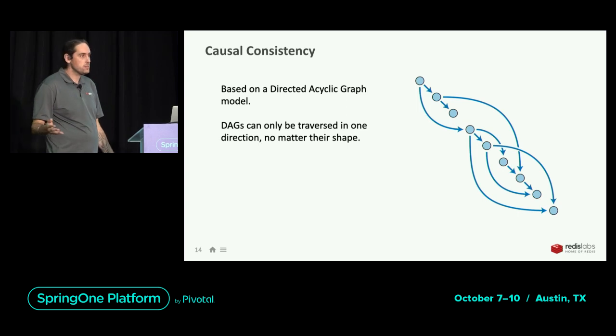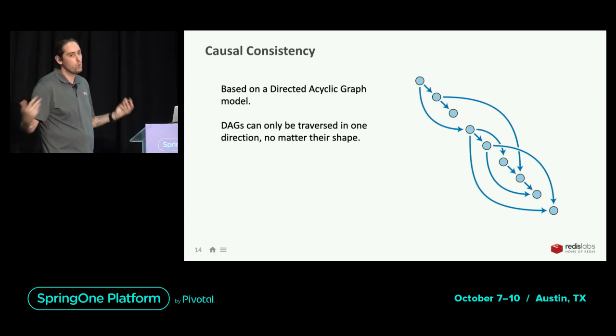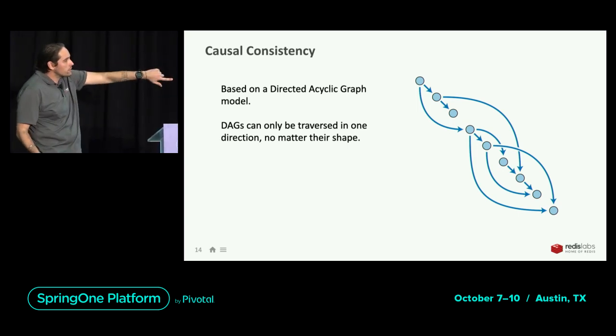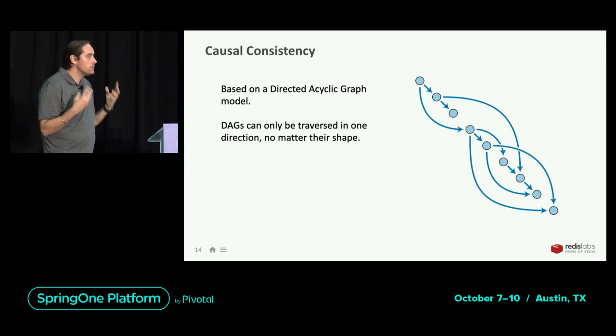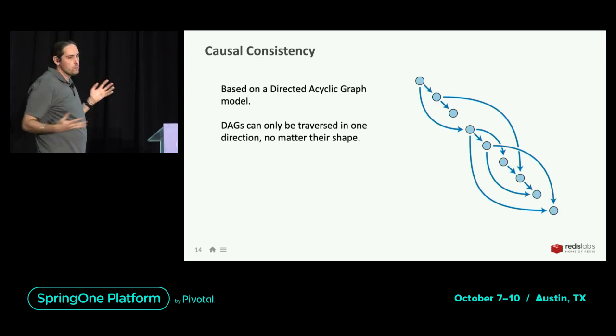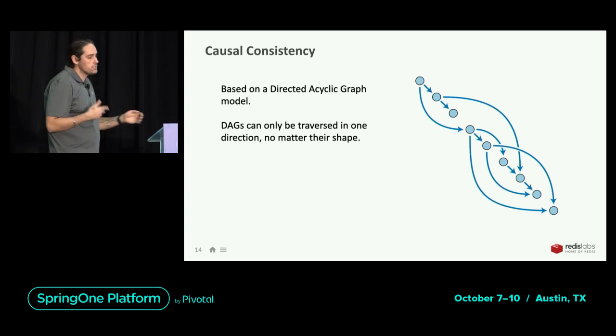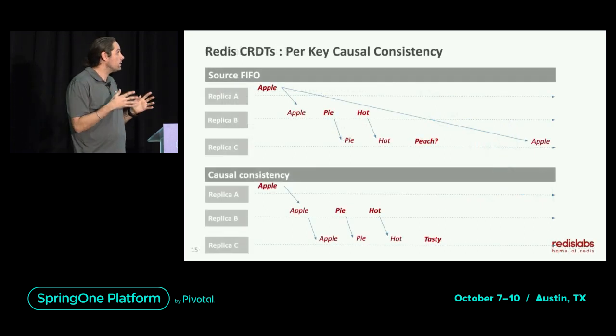Causal consistency is based on this directed acyclic graph model. It's a very fancy way to say a set of data that you can only traverse in one way. There's a great diagram that helps to understand, but you can't go backwards, and that's where we get our ability to create the order from the link in the list.